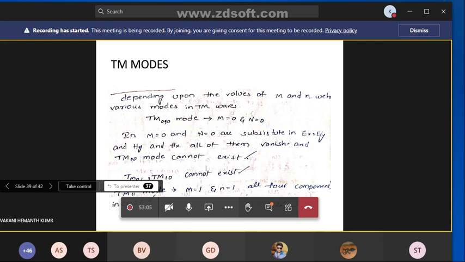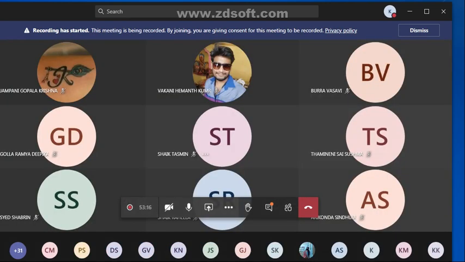So now we will see what are TM modes. What are the different modes that exist in this TM wave? So TM00, TM suffix 00.